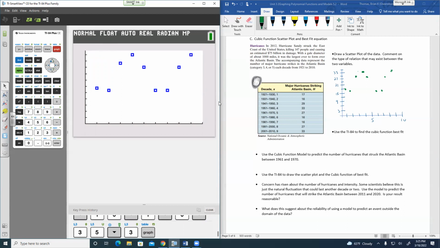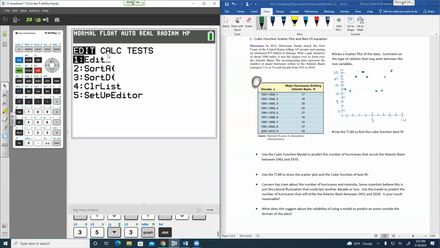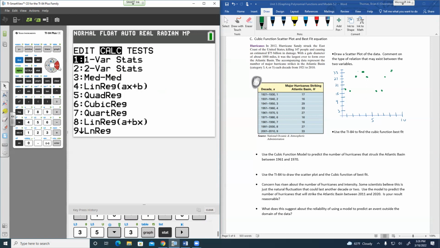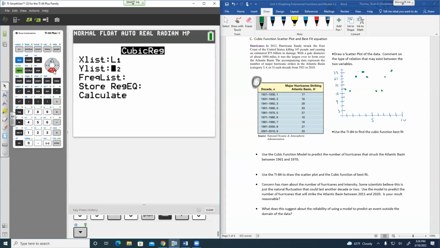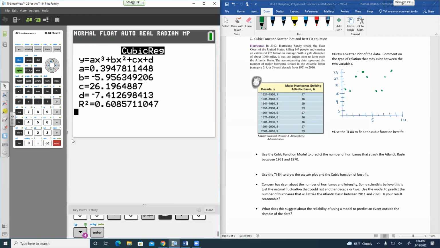So to do a cubic line of best fit, we use the stat button. And remember, the calculate menu is where those regressions are. Remember, 4 was the linear regression, 5 was the quad regression, 6 is going to be the cubic regression. Notice how we don't have to change any of this data here. We just move on down to calculate, and then we can enter our line of best fit.